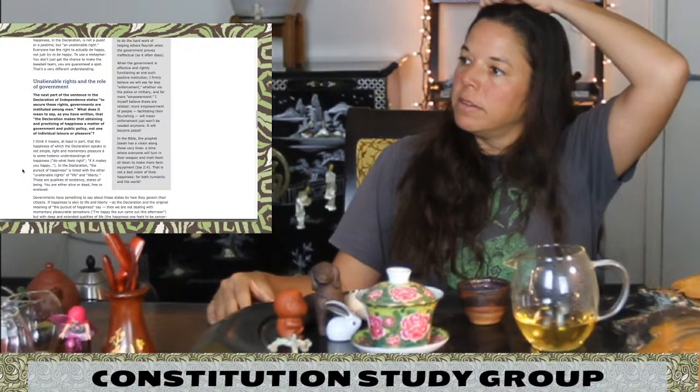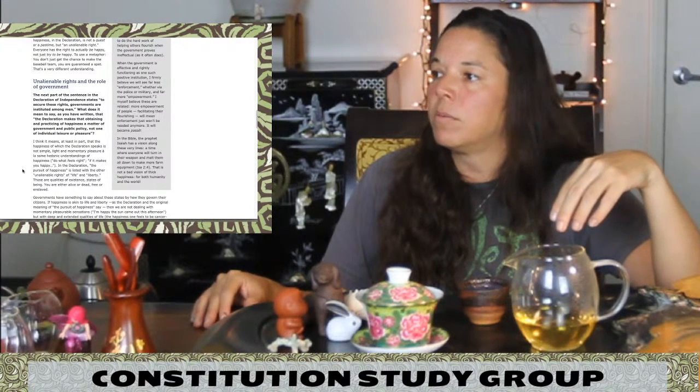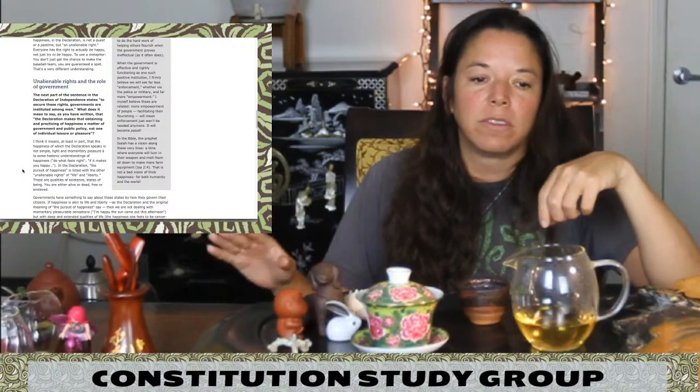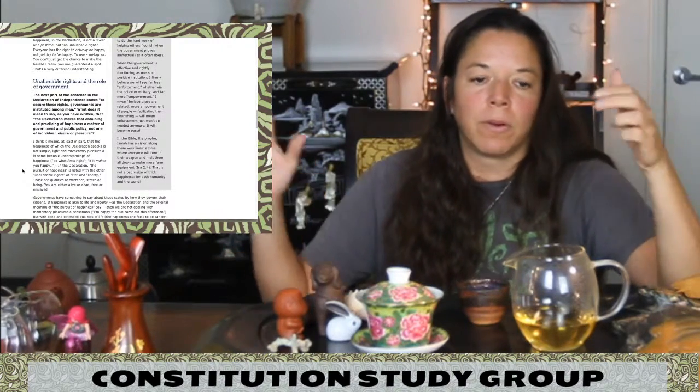I think it means, at least in part, that the happiness of which the Declaration speaks is not simple, light, and momentary pleasure, a la some hedonistic understanding of happiness: do what feels right if it makes you happy. In the Declaration, the pursuit of happiness is listed with the other unalienable rights of life and liberty. Those are qualities of existence, states of being. You are either alive or dead, free or enslaved, happy or unhappy.